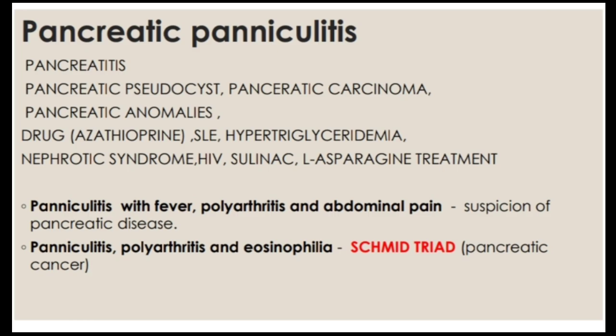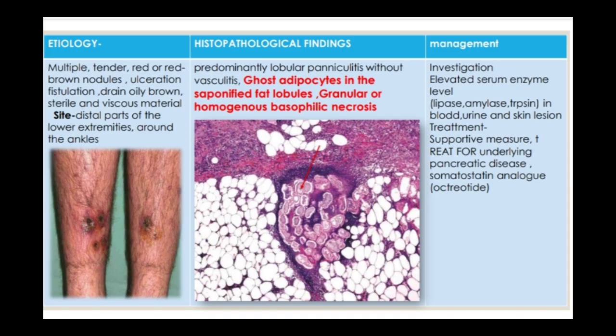Clinical features of pancreatic panniculitis include multiple tender red or red-brown nodules, which have a tendency to ulcerate and fistulate, and drain oily brown sterile viscous material, typically located over the distal part of the lower extremities around the ankles. Pancreatic panniculitis is a predominantly lobular panniculitis without vasculitis. The characteristic finding is the ghost adipocyte in the saponified fat globules, shown in the histological image, and granular or homogeneous basophilic necrosis.